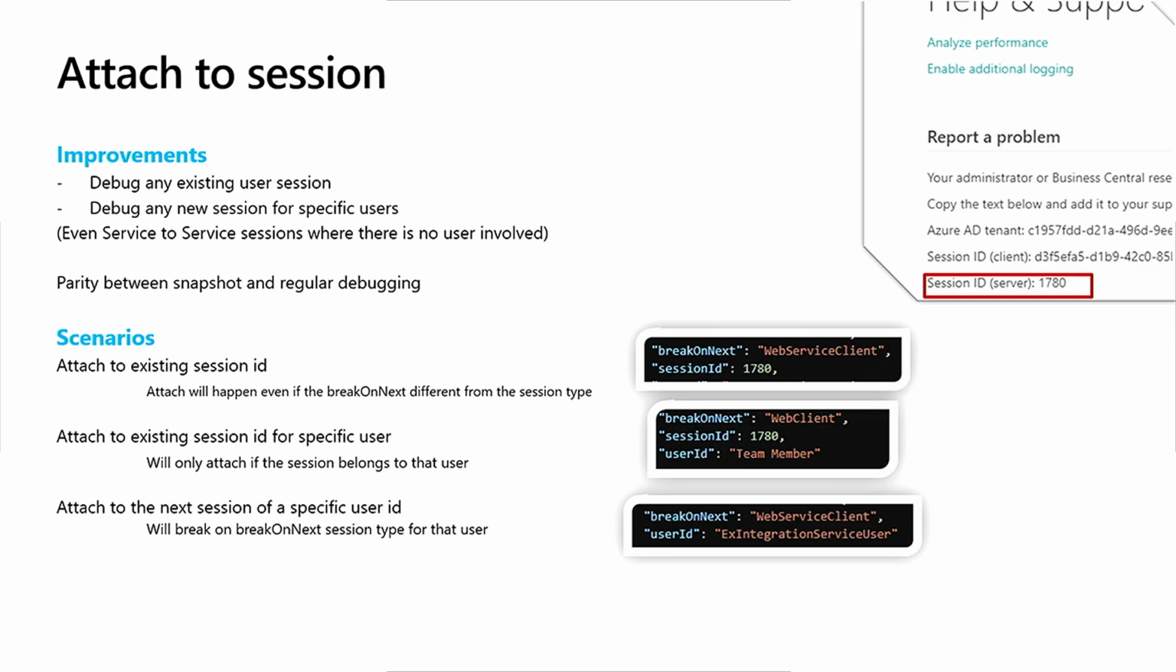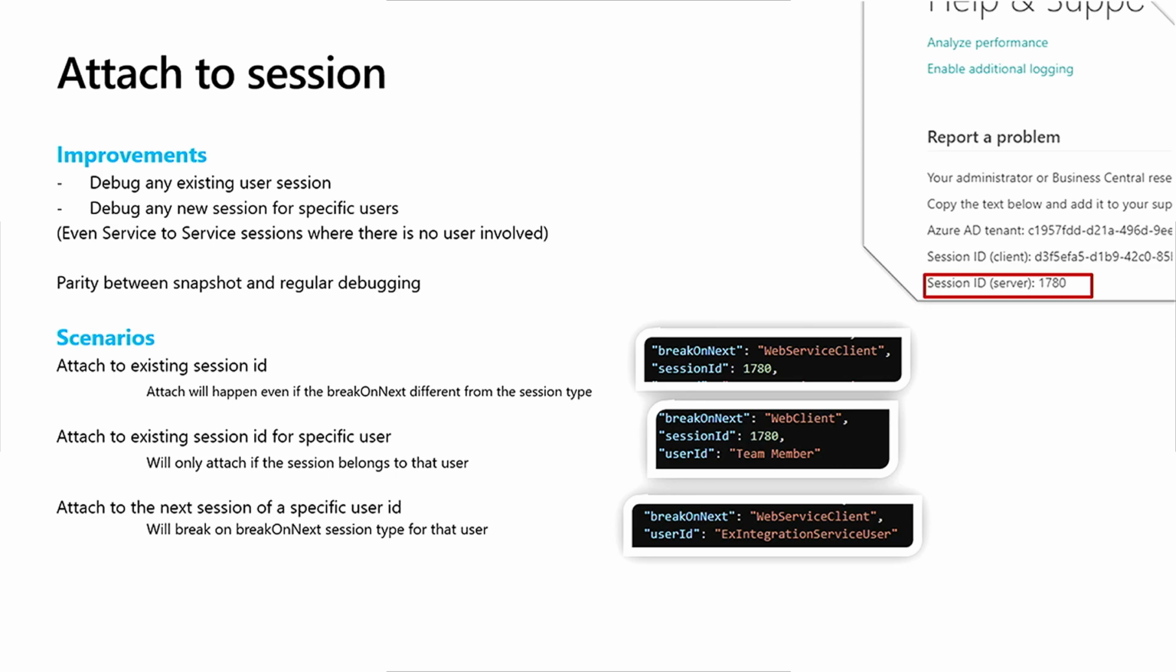So you can connect to an existing session using the session ID. To do this, you need to get the session ID. If you want to debug, for example, a web client session, then you can go to Help and Support. You will find the session ID there, and then you can copy that, and in your launch configuration, you can add that session ID and debug that session. Note that the break on next parameter is not really important here, because that session ID is sufficient to know which session it is. So we don't need to specify that type of session.